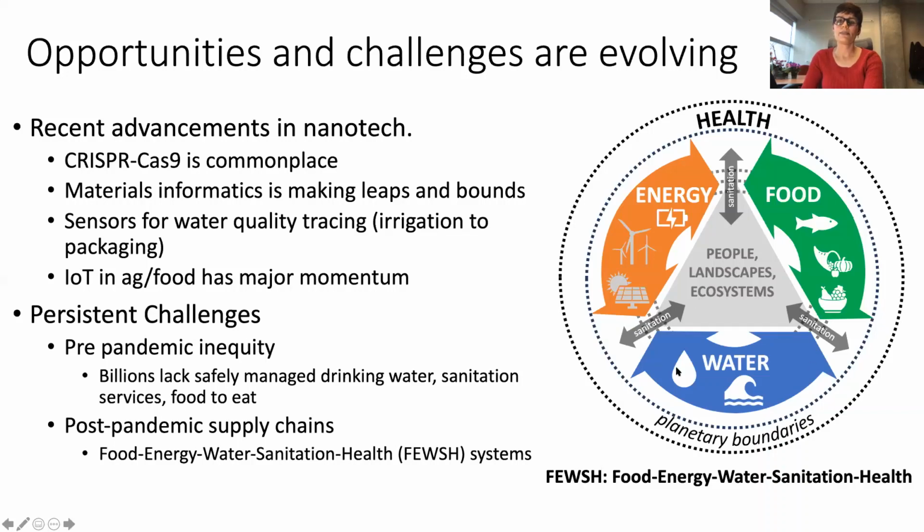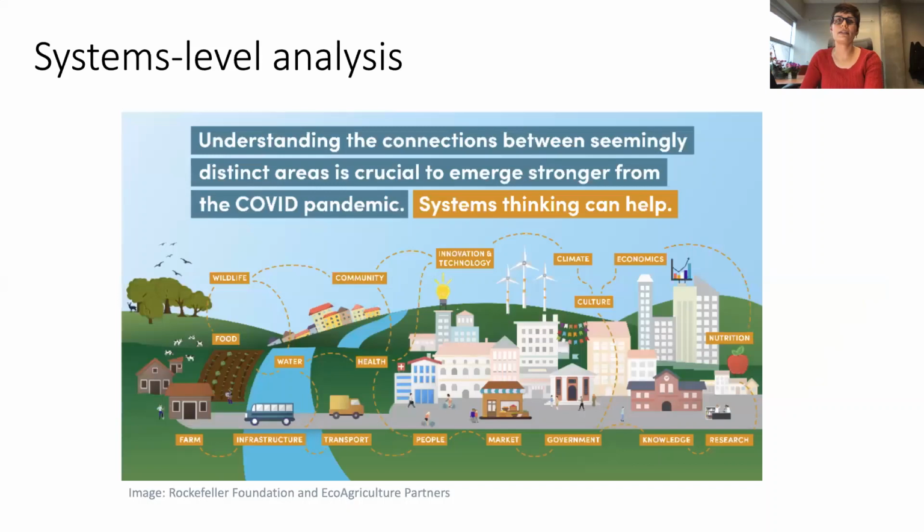So one example was during the pandemic, right? Understanding the connections between the different aspects of things is crucial to emerge stronger from the COVID pandemic, for example. So again, there is not a silver bullet to a problem. There are a lot of things that are interconnected, and system thinking can help.